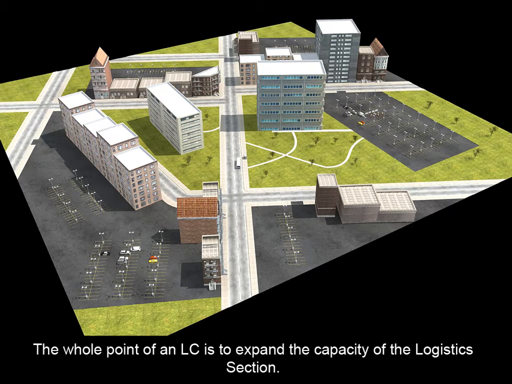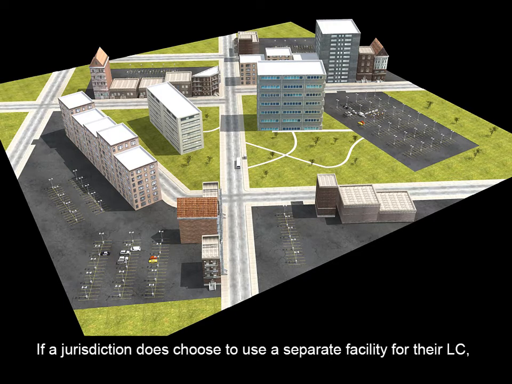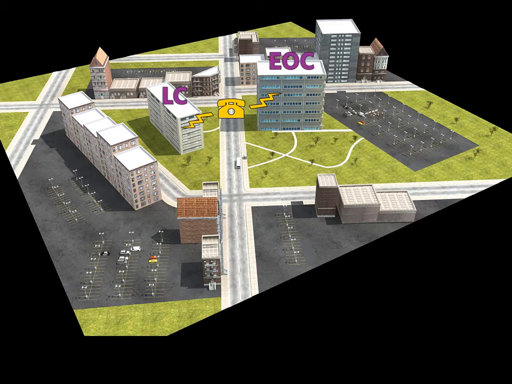The whole point of an LC is to expand the capacity of the logistics section. This usually doesn't require a separate facility outside the EOC. If a jurisdiction does choose to use a separate facility for their LC, clear and consistent lines of communication must be established between the LC and the EOC.